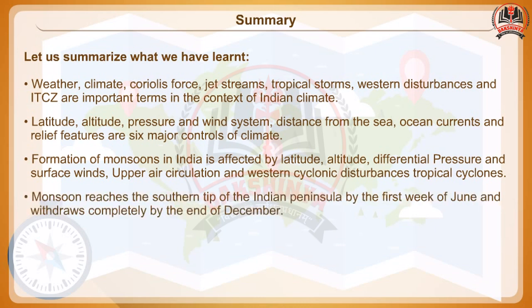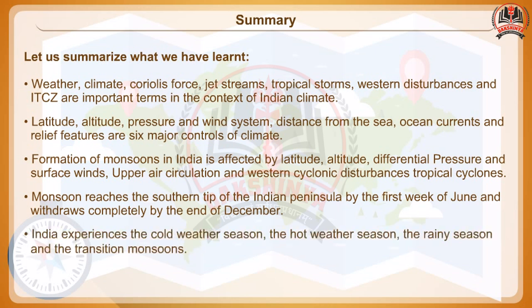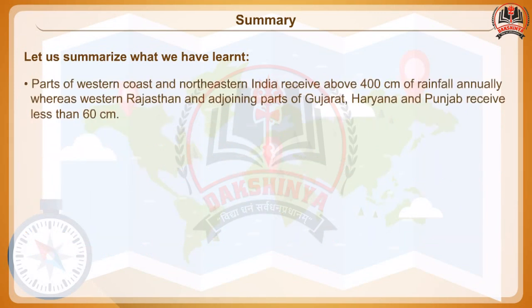Monsoon reaches the southern tip of the Indian peninsula by the first week of June and withdraws completely by the end of December. India experiences the cold weather season, the hot weather season, the rainy season, and the transition monsoons. Parts of western coast and northeastern India receive above 400 centimeters of rainfall annually, whereas western Rajasthan and adjoining parts of Gujarat, Haryana and Punjab receive less than 60 centimeters. The remaining country gets a moderate rainfall.